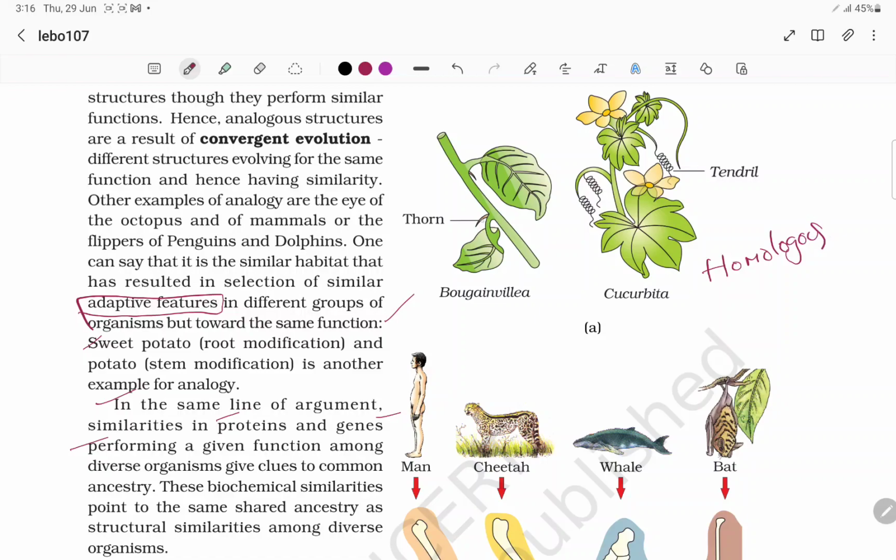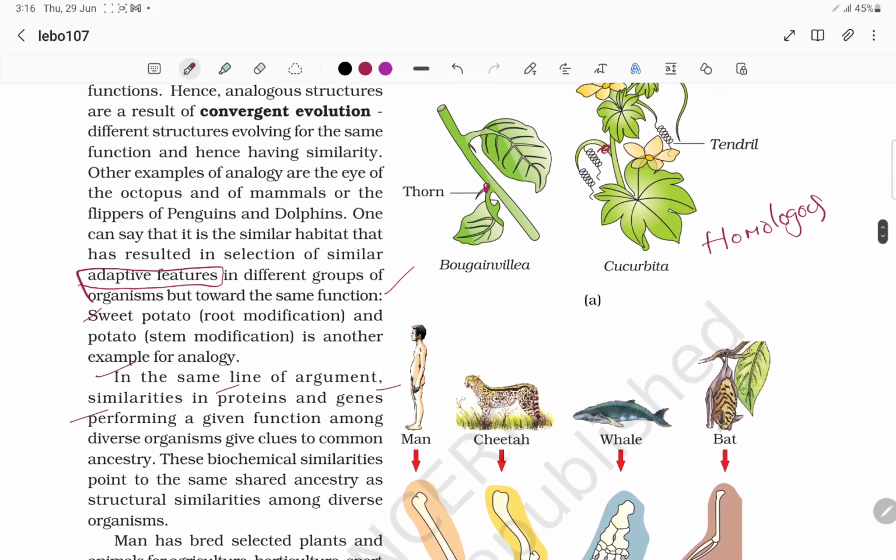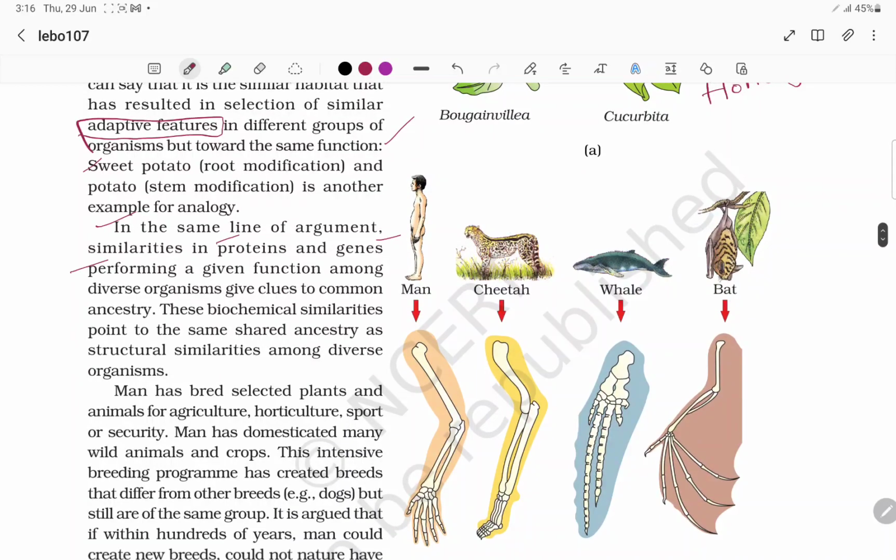They both have the same origin, the same axillary bud, you can see here, but they do perform different functions. Homologous, which means divergent evolution. And coming to here, they all have the same origin, meaning four limbs, but they do perform different functions. This is the best example of homologous or divergent.